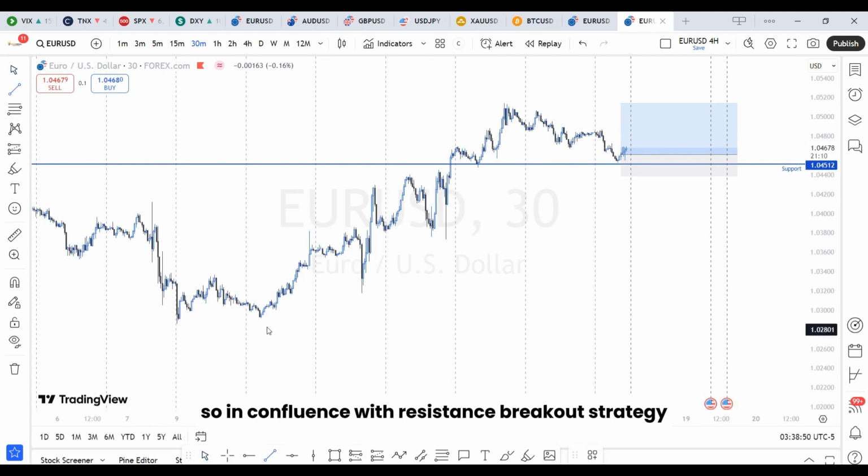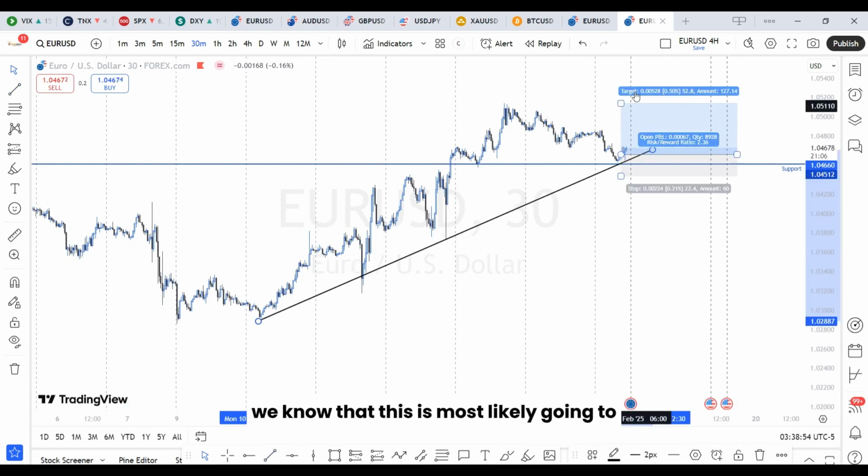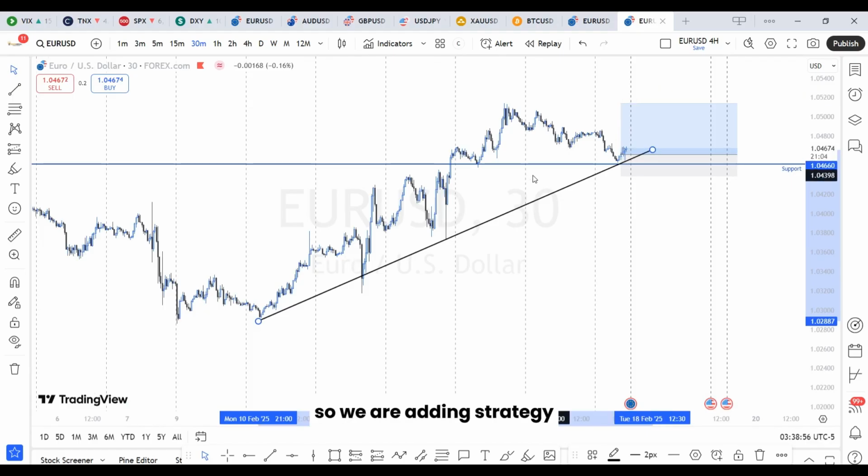So in confluence with resistance breakout strategy, we know that this is most likely going to go our way, so we are adding strategy. I'm going to teach you how to trade confluence, adding multiple strategies together, then getting a better result on your entry. But I would tell you to stick to simpler things, like just trading trend line breakout, trading trend line itself, than trying to complicate things for yourself.